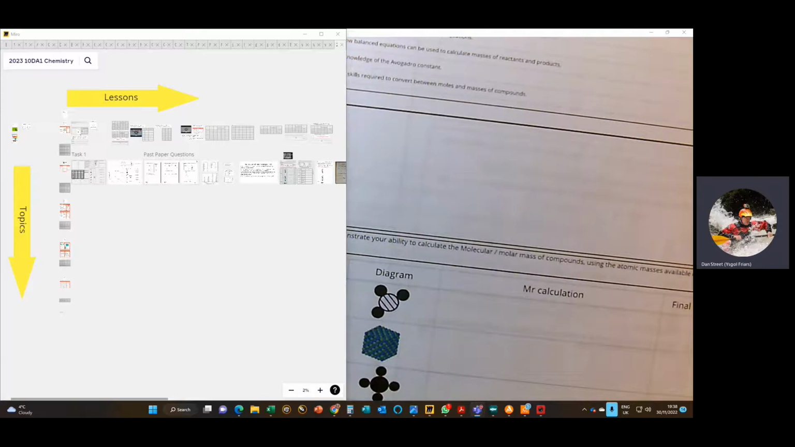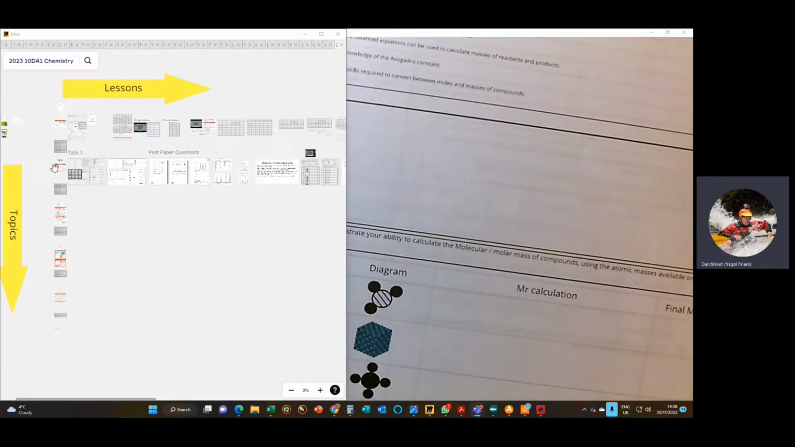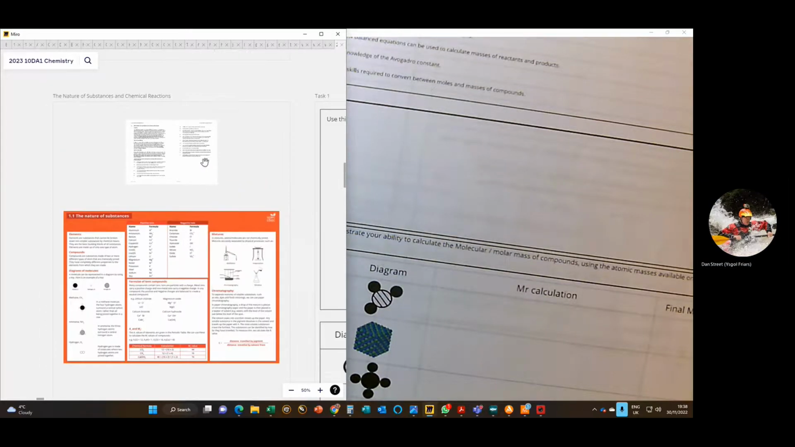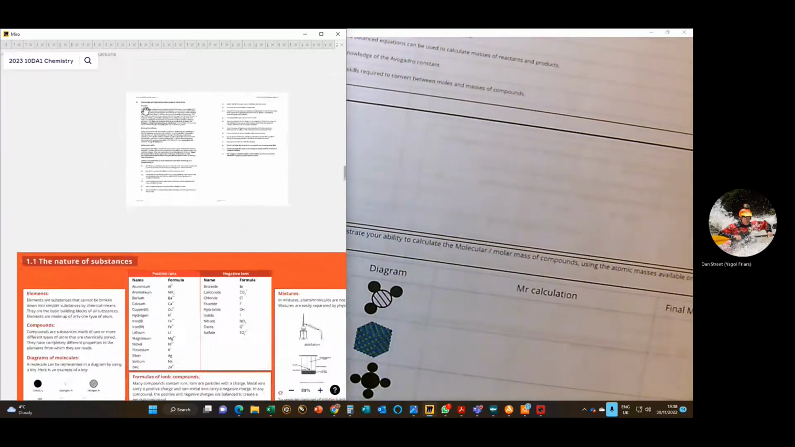Okay, so this is action code A, dealing with calculating the molecular mass of a variety of compounds. So this is your syllabus here, your board rather, and this is taken from this section of your syllabus. If we zoom in, so this is unit 2.1 and it's statement G. Okay, you need to be able to calculate relative atomic masses and relative molecular masses.